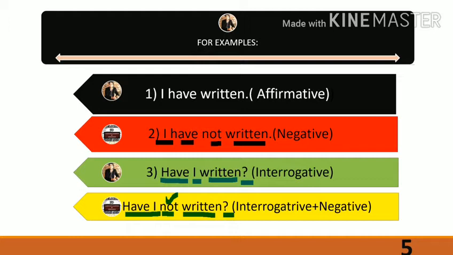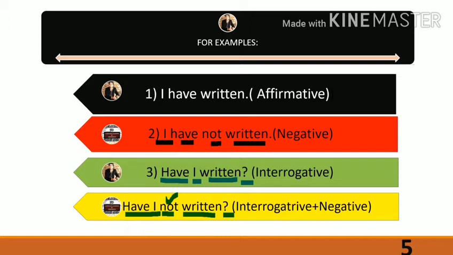So we can write any sentence in 4 different aspects: I have written, I have not written, have I written, have I not written. In Hindi I can say मैं लिख चुका हूँ, I have written, मैं नहीं लिख चुका हूँ, I have not written. When I say it in question form, क्या मैं लिख चुका हूँ, have I written? तो क्या मैं नहीं लिख चुका हूँ, so have I not written. So these are the 4 different aspects of present perfect, that is how we can make them.